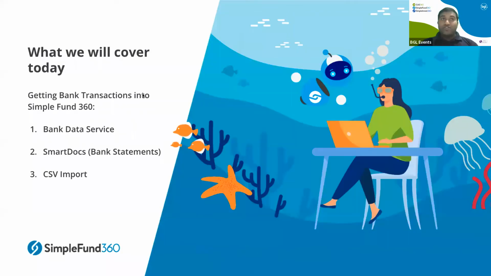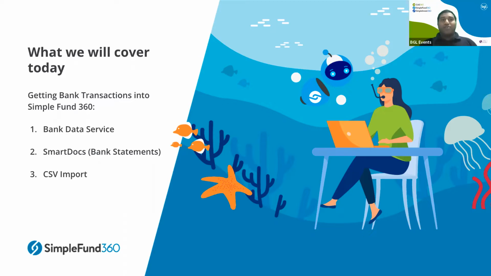So as I mentioned before, what we're looking to cover today is getting the bank transactions into SimpleFund 360. One of the common questions that a lot of people at BGL receive from clients is, what is the most efficient way of getting bank transactions into the software? We still see sometimes clients that are manually entering in transactions, maybe because that's what they've done in SimpleFund Desktop in the past, or they find that most efficient, but there are easier ways where you can save time with getting bank transactions into the software.